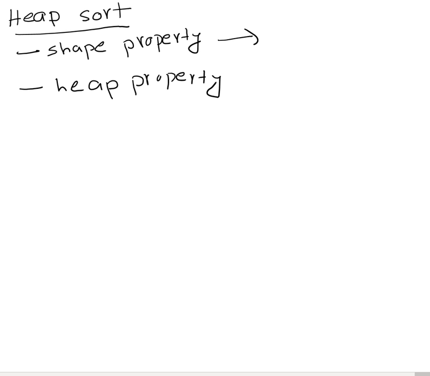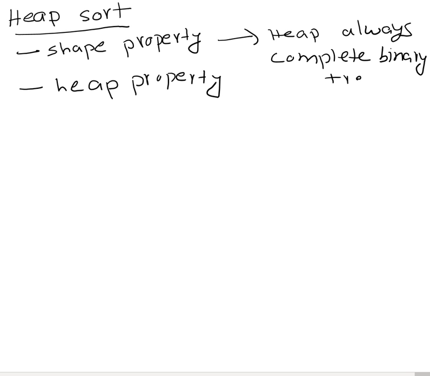Coming to the shape property, so heap should be always a complete binary tree. Complete binary tree means each and every element in a root should have two childs except leaf nodes. This is called complete binary tree.